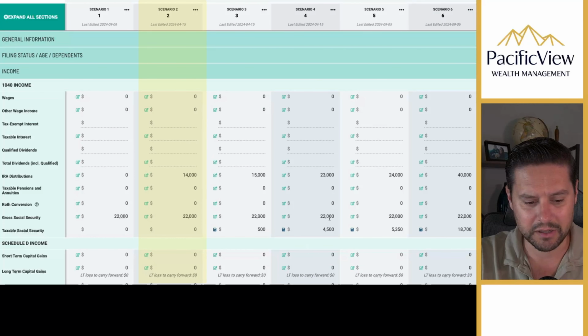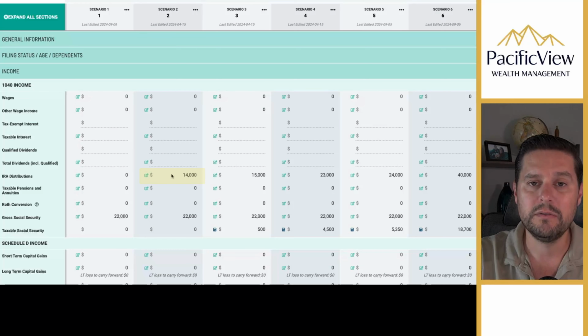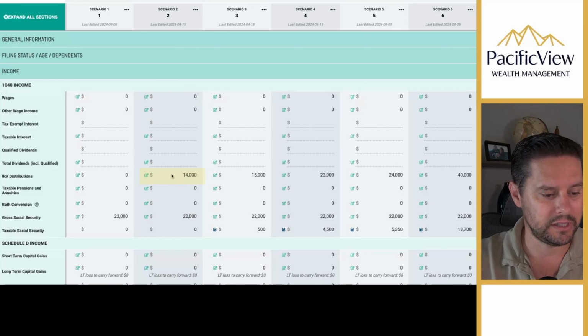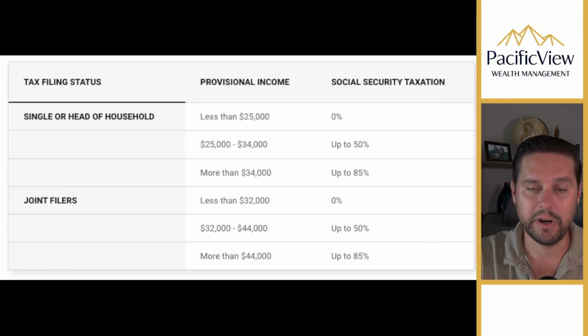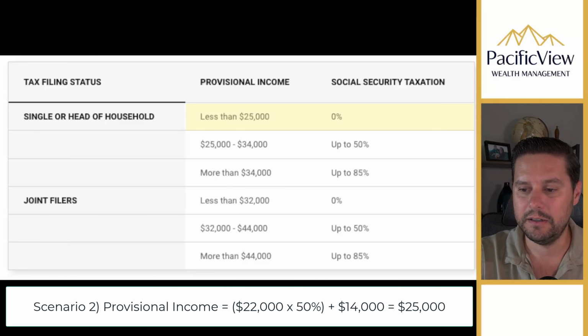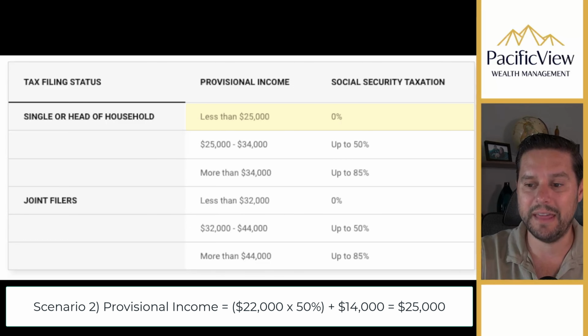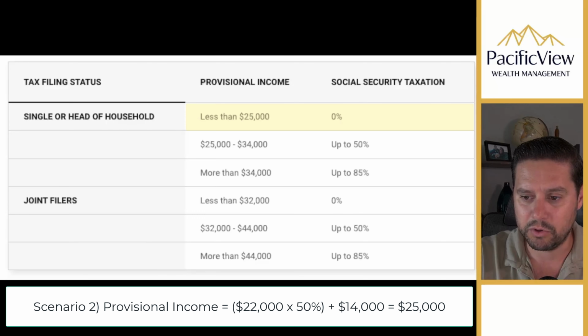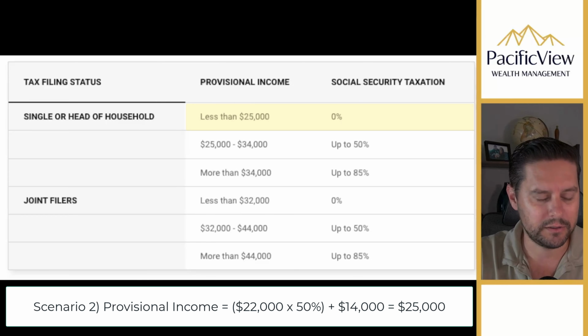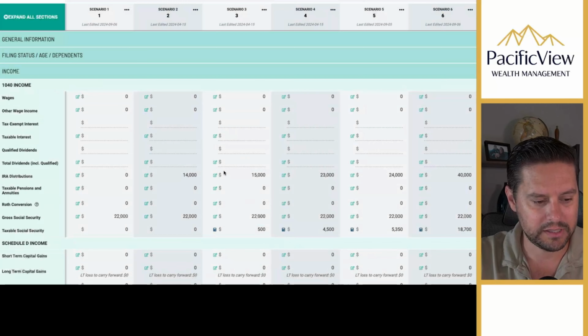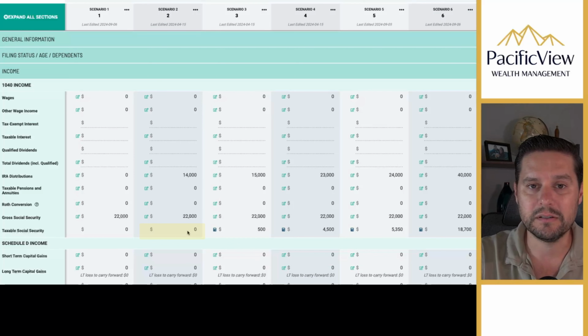Same thing, $22,000 in benefits in every single scenario. So in this one, we're just adding on $14,000 of IRA distributions. This person's taking out $14,000 from their pre-tax IRAs. So running it through the provisional income calculator here, we'll see it's half of $22,000, which is $11,000, which is always what we start with. We add on our outside sources of income, which is $14,000 in this case. $11,000 plus $14,000 is $25,000. We take that number and we throw it into this chart here. We'll see that we're just right at the top, less than $25,000. So we're still in this 0% bracket, which is perfect. Which means we get back to our examples here in scenario 2, which we're looking at here, still $0 of taxable Social Security benefits. So fantastic.